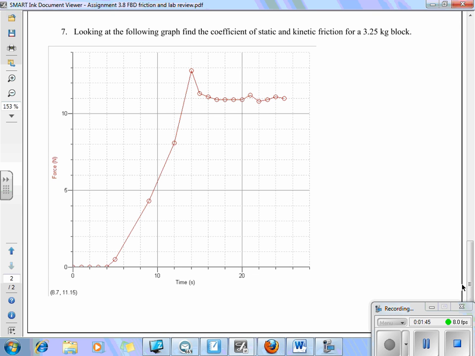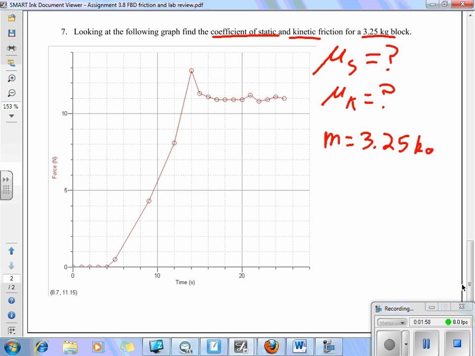So first off, what we're looking for is the coefficient of static and kinetic friction, so mu s and mu k, and we know that this is for a block with a mass of 3.25 kilograms. We're given a graph of how much force is needed to move an object. First and foremost, you look at this graph and you see that there's a brief peak and then it kind of levels out for a while.